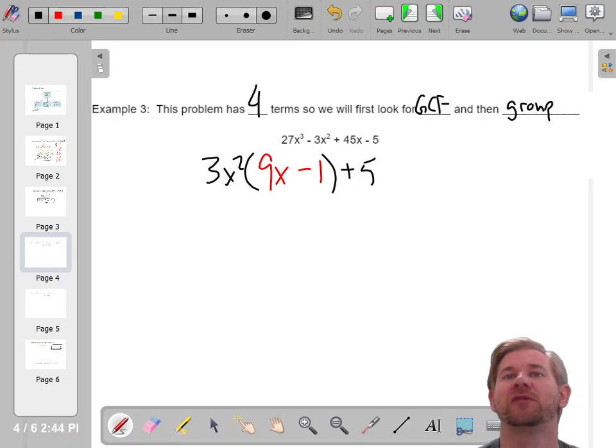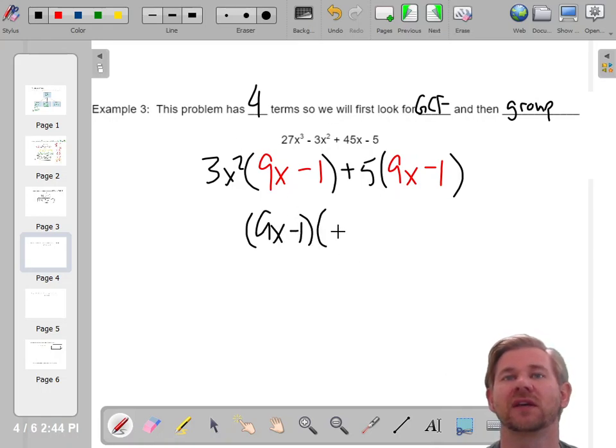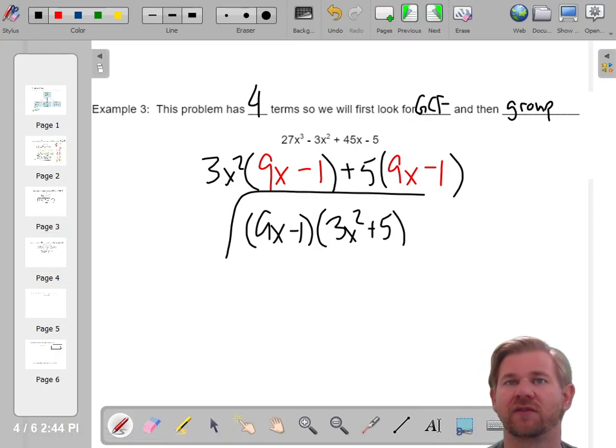5 and 45 are both multiples of 5. And 5 times what gives you 45? That'd be 9x. 5 times what gives you negative 5? Negative 1. So again, we factored out the entire thing. You need that placeholder. But it works. We have 9x minus 1 for one of our factors, and the other is 3x squared plus 5. And you can look, but those aren't perfect squares, so we are finished at that point.